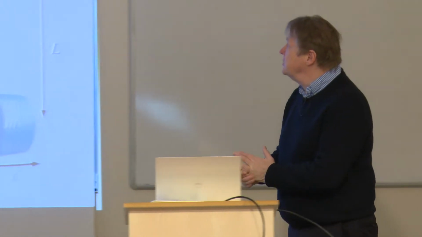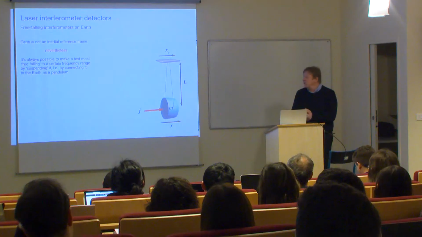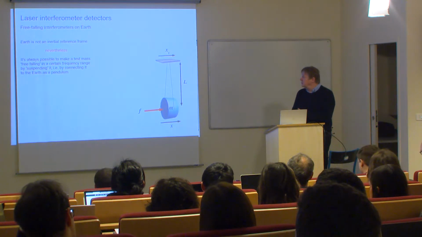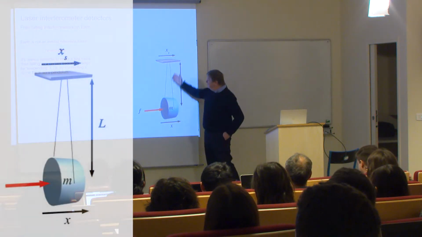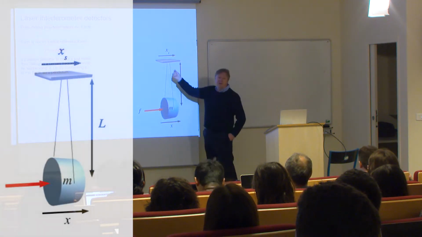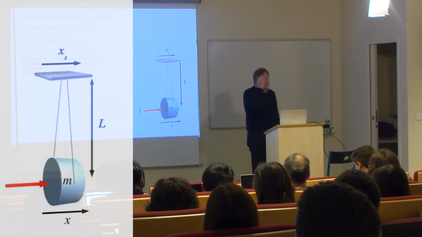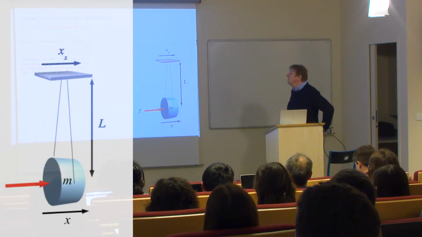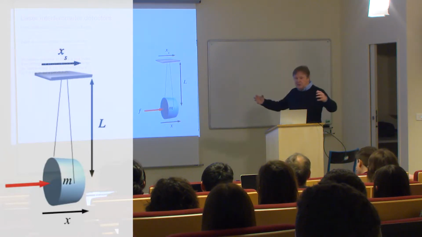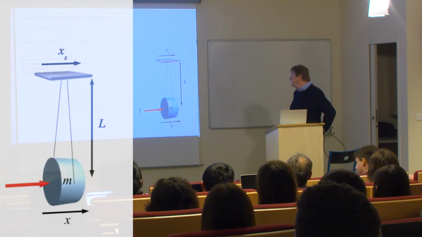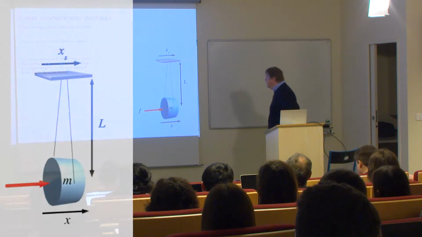Free-falling objects you can do in space, for example, with the LISA interferometer in space, but it's much more difficult on Earth, so you have to hold it in some way. And typically what we do is take a mass and put it on a pendulum, and then try to mimic a free-falling test mass. The mirrors we call test masses, because they're used to probe the change in length.